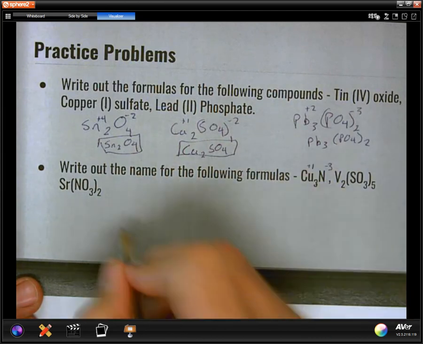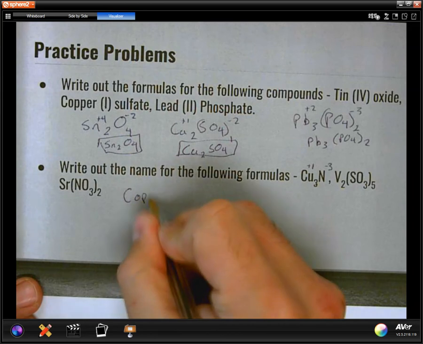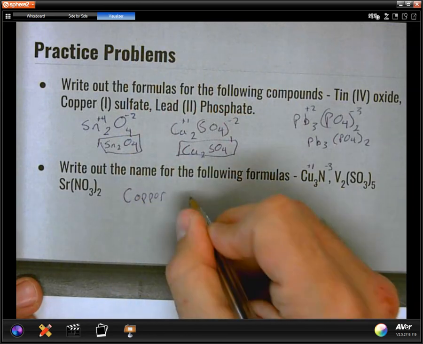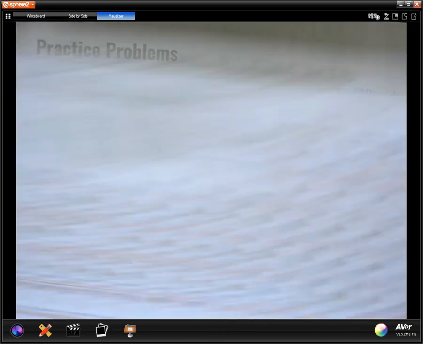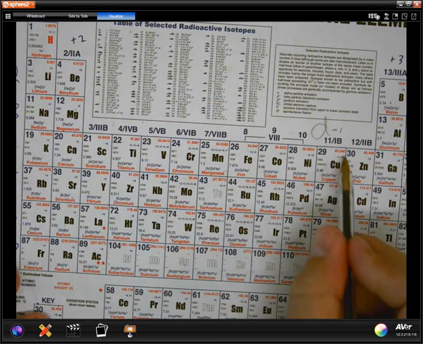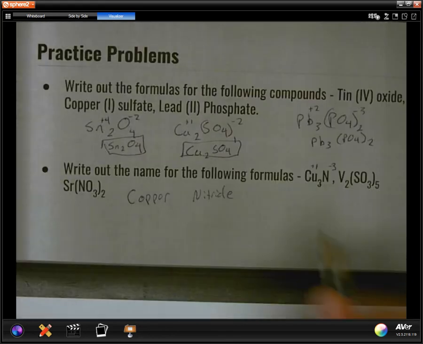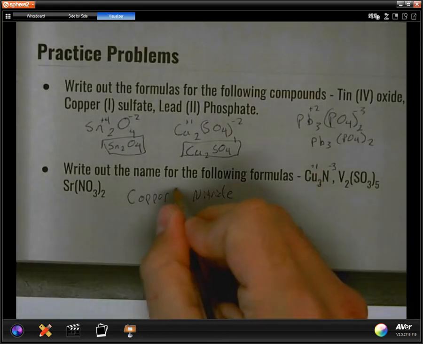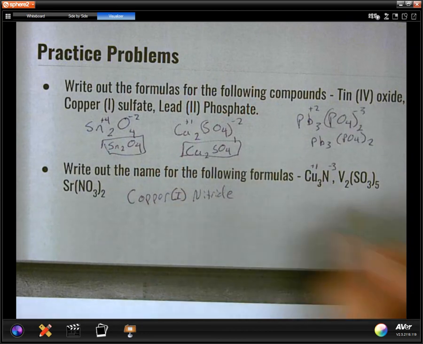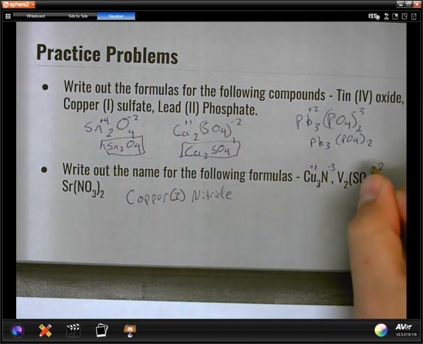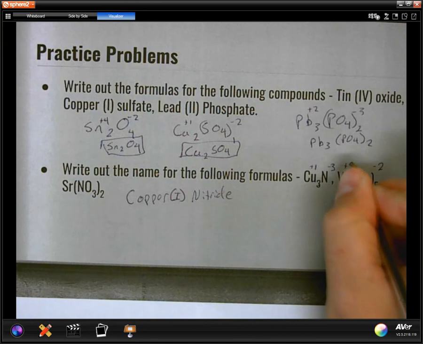So now when I go to write out my name of copper nitride, I have to include my Roman numeral. Why? Because if I look at copper on here, it has 2 oxidation numbers. And so therefore, that +1 simply tells me I put a Roman numeral here. The next one, again, my 2 goes here, and it's a -2. My 5 goes here, my +5.